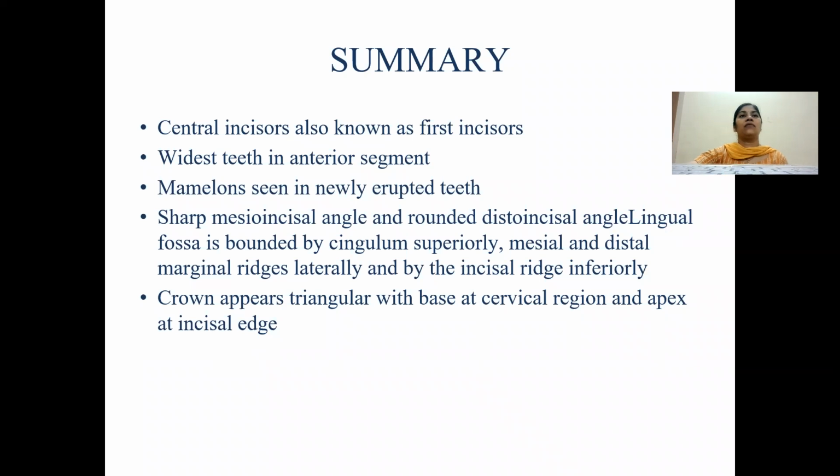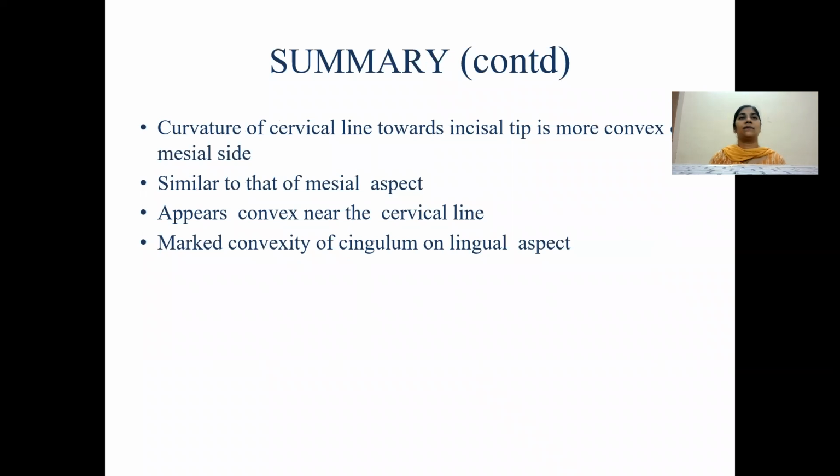Coming to the summary of the maxillary central incisor. Central incisors are also known as the first incisors. This is the widest tooth in the anterior segment. Mamelons are seen in newly erupted teeth. There will be a sharp mesio-incisal angle and a rounded disto-incisal angle. The lingual fossa is bounded by the cingulum superiorly, mesial and distal marginal ridges laterally, and by the incisal ridge inferiorly. The crown appears triangular with the base at the cervical region and the apex at the incisal edge.